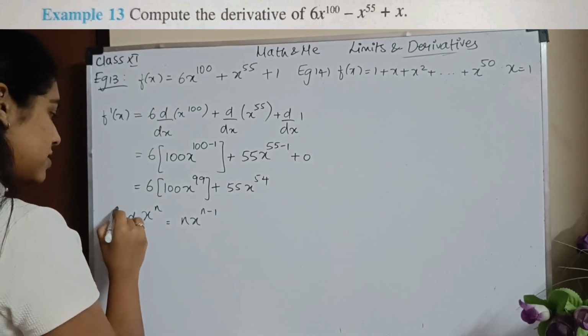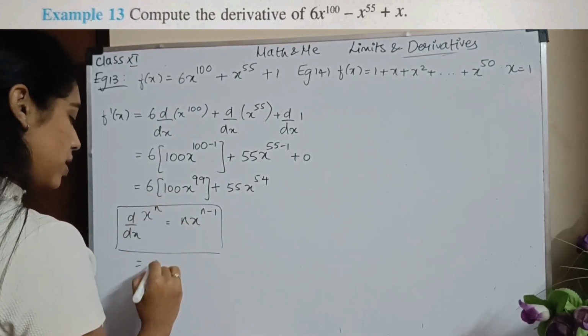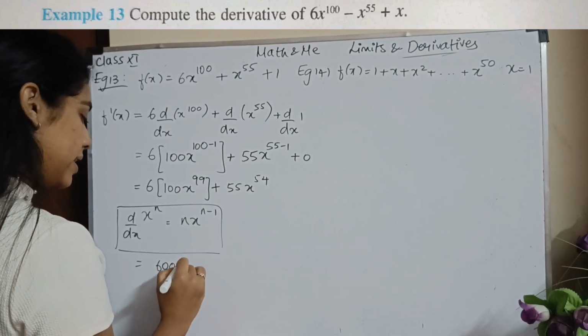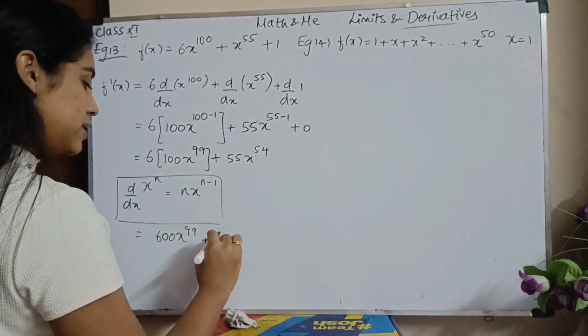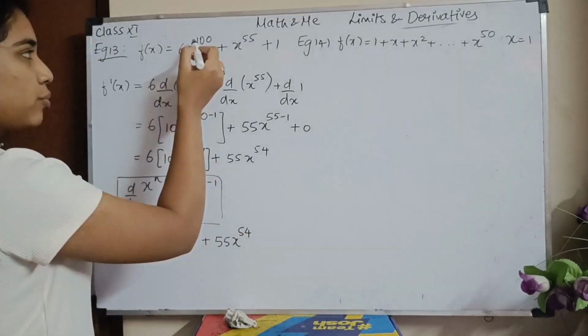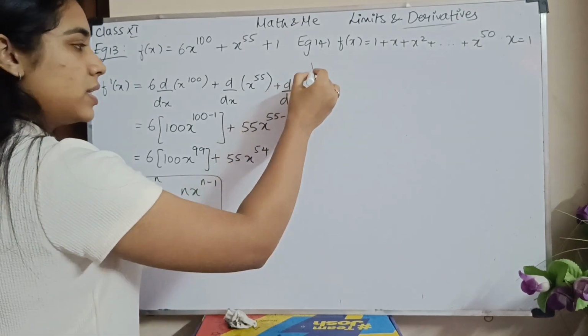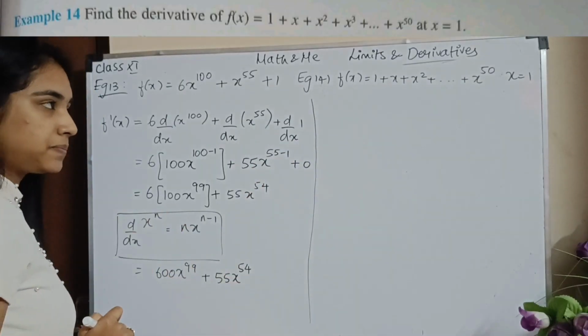So what is my final answer? I'll put a box to this. Final answer is 6 into 100 is 600 x to the 99 plus 55 x to the 54. Okay. You simply have to bring down the power and subtract 1 from it. Okay. Moving on to example 14.